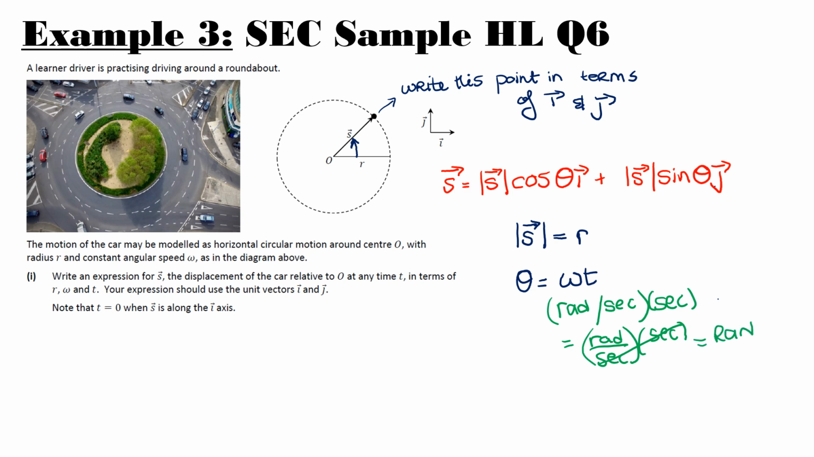Now I know in dimensional analysis we don't put in our radians, but it's just to understand how we're getting back to an angle here. So that means in order for us to write our displacement vector, we have r cos omega t i plus r sine omega t j. And that is measured in metres.